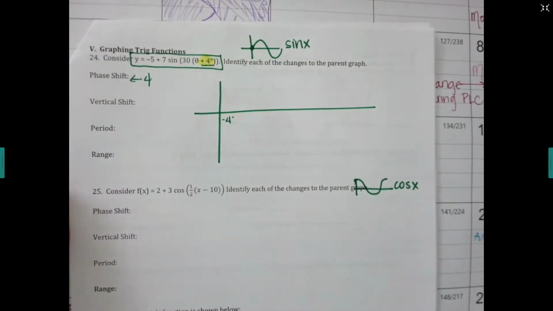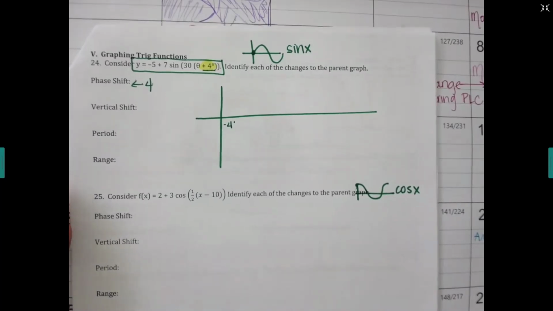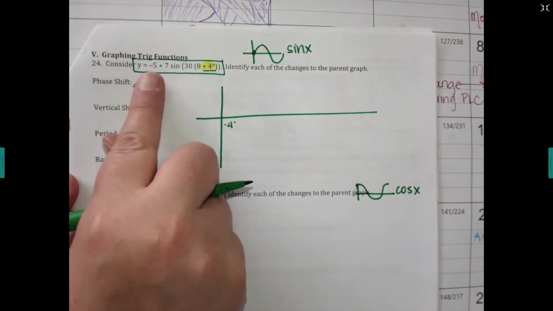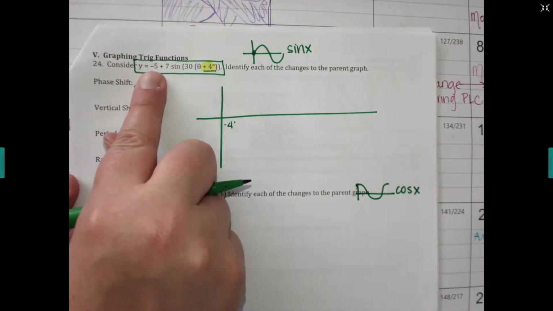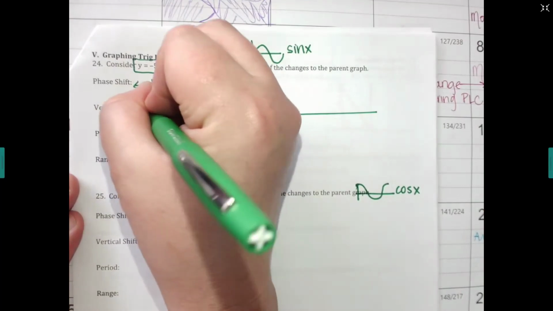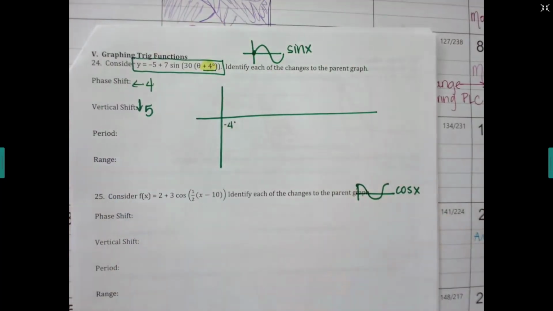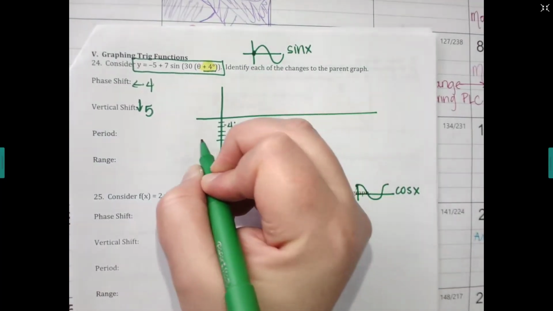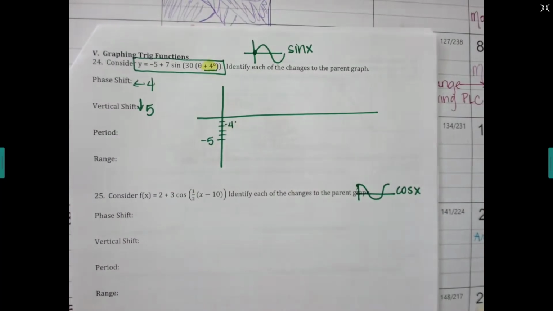Okay, next number we're looking for is the vertical shift. Are we going up or down if I have a -5 here? -5, up or down? Thank you, down 5. So on your graph, you're going to shift your, it's called the midline, okay, down 1, 2, 3, 4, 5. And then draw your midline in. Okay, remember that your sine wave should perfectly be cut in half by that line when we draw it.